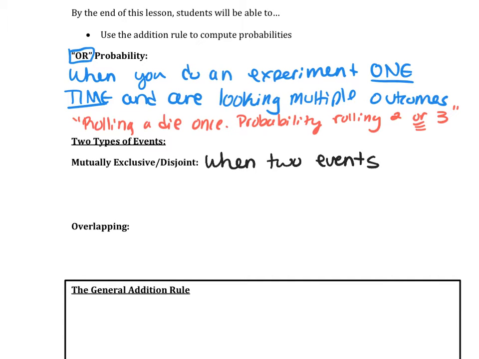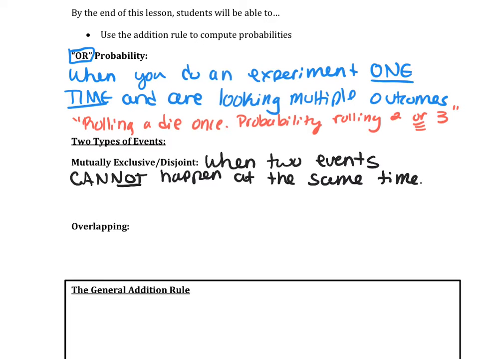So mutually exclusive are when two events cannot happen at the same time. That means if one happened, the other one didn't. If you rolled a 2, that automatically means you didn't roll a 3 because it can't happen at the same time. So rolling a 2 or 3 is mutually exclusive, because you can't have both.